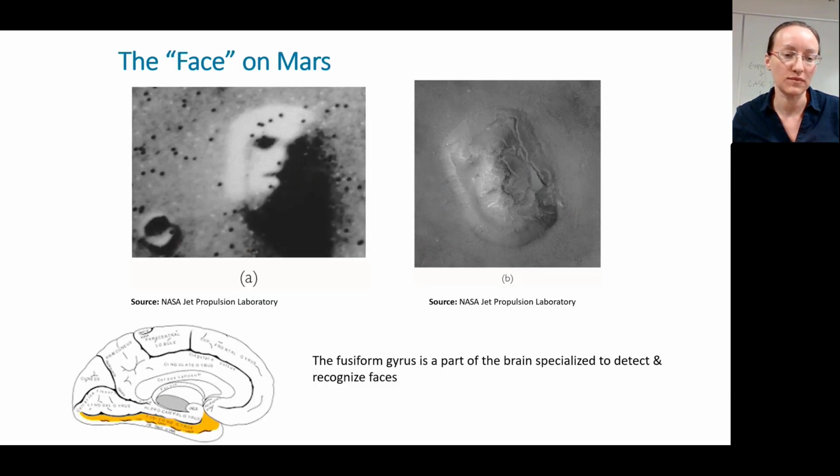And there's an example there of what people thought was a face on Mars, and it's really just some shadows. Okay, it's an artifact of the way that the picture was taken, but people really ran with that face.